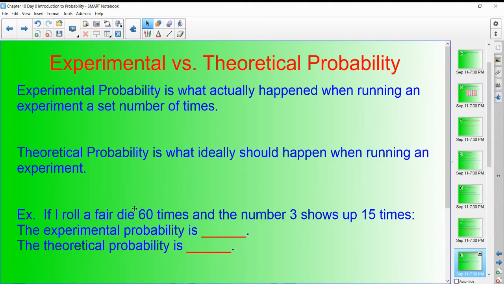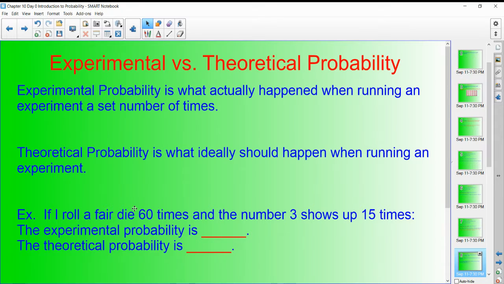So experimental probability is what actually happens when running an experiment a finite number of times. Now, the more data I collect, the more likely my result is going to get to the theoretical probability, which is what ideally should happen. If I roll two dice a million times, the average is going to be really, really close to 7. 7 is the theoretical sum of rolling two dice. It's the most likely, it's right in the middle.